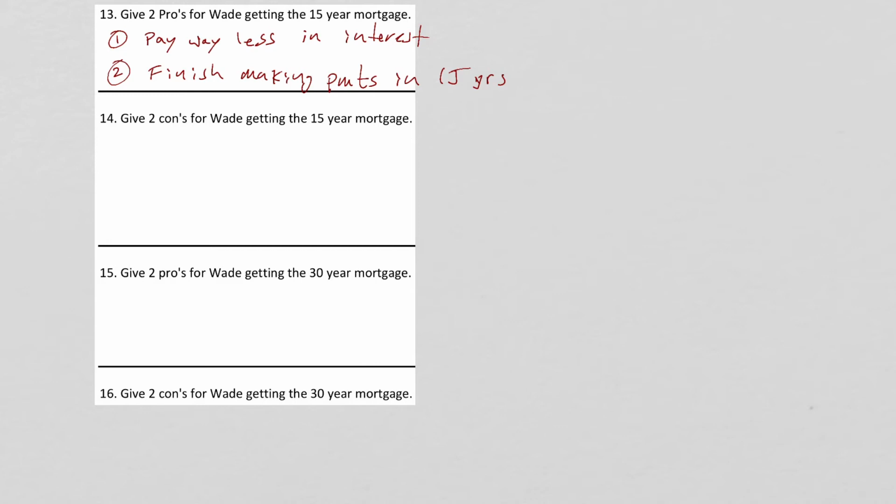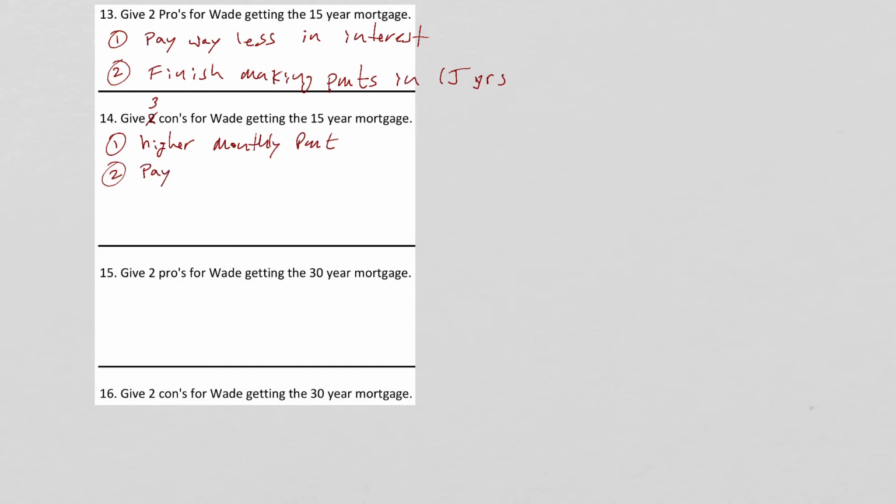Now, number 14 says give two cons. Let's change this to 3 cons. One con is that you have a higher monthly payment. There's no getting around that. That's a con compared to the 30, right? Another con is that you're going to pay less with deflated dollars. Now, let me explain what that means.